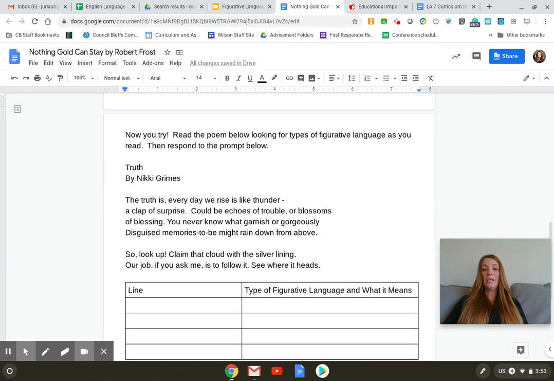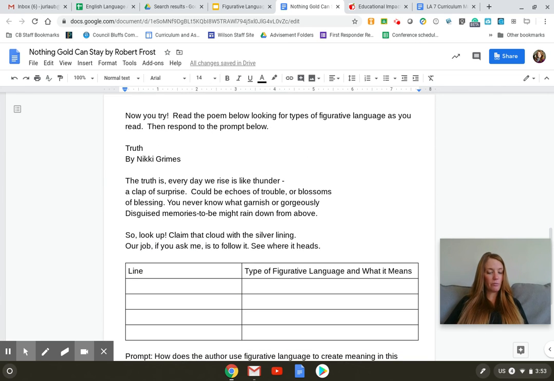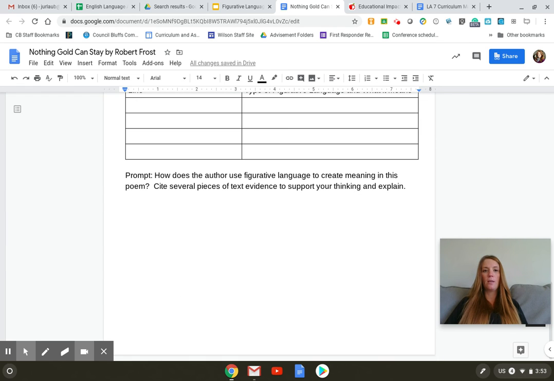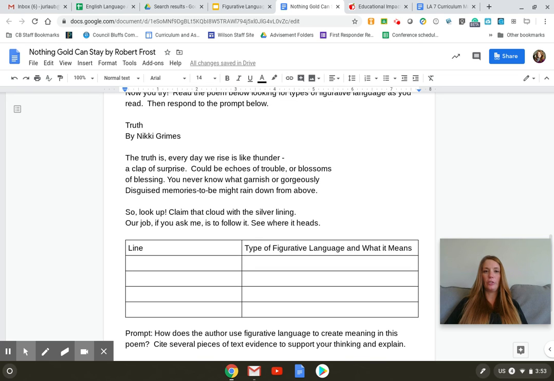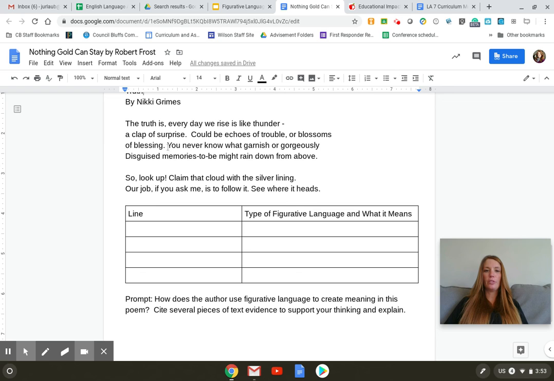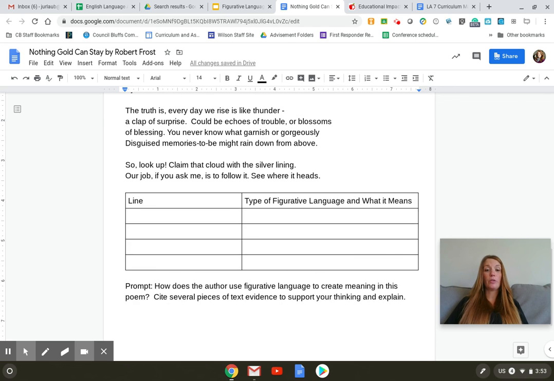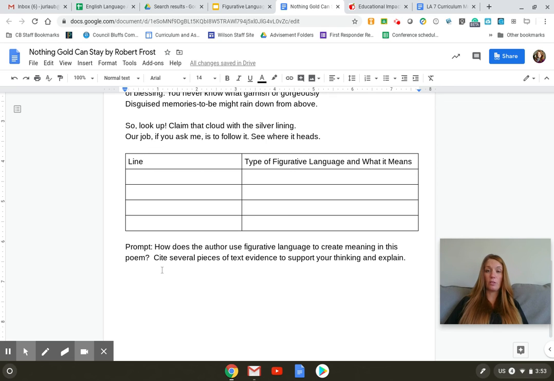So now you can try. On this same document, you have the model above. There is a link to the figurative language presentation right here if you'd like to access that. But I have a different poem for you to use. It's called Truth. It's by Nikki Grimes. So you can read through this poem, and then I'd like you to look for some figurative language as you read. And then you're going to respond to the same exact prompt that we just responded to together.